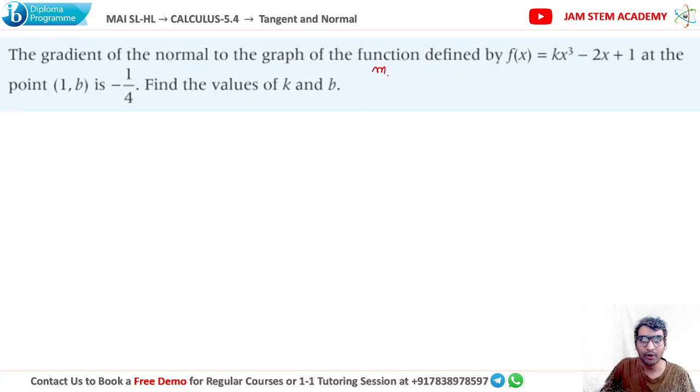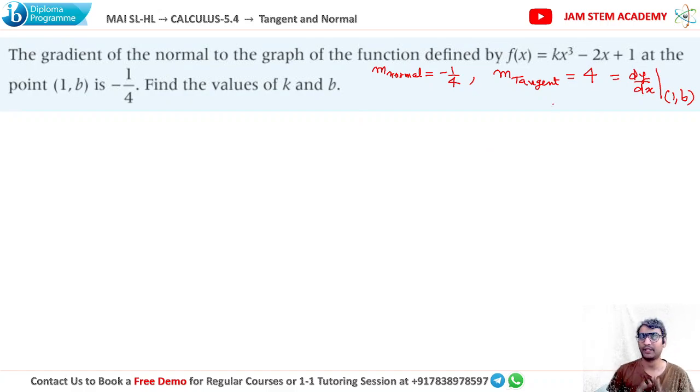So the slope of the normal line is negative 1/4, and I can use that to say the slope of the tangent line will be the negative reciprocal of that, which means 4. That is also the value of dy over dx at that point. What is the point? 1 comma b. So x is 1, y is b. So I can use this to get the value of k first.